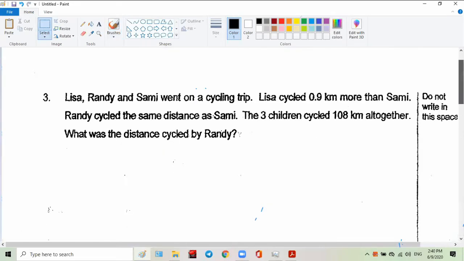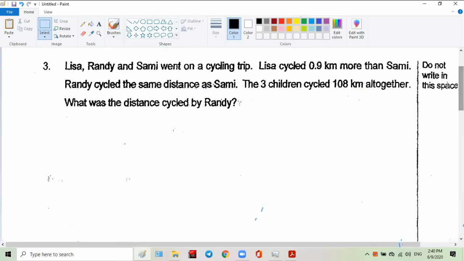Lisa, Randy, and Sammy went on a cycling trip. Lisa cycled 0.9 more than Sammy. So let me draw the picture. Here, Lisa, Randy, and Sammy. What a name, right? So what happened? Lisa cycled more than Sammy.